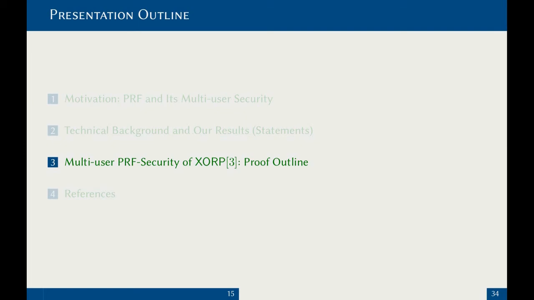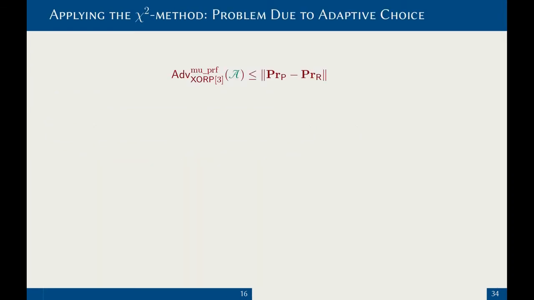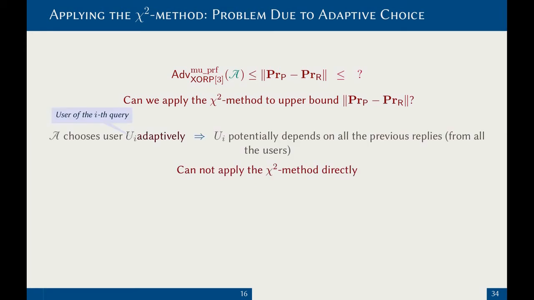Now, I am going to discuss the main steps of the proof of our first result, that is multi-user PRF security of XORP3. So, as we discussed earlier, the advantage of the adversary is upper bounded by the statistical difference between these two distributions. So, the goal is to upper bound this statistical distance, and there we want to apply the chi-square method. It turns out that there is a subtle issue around the adversary's choice of the user of the ith query, which we denote here by ui, adaptively. So, ui can potentially depend on all the previous replies, and not only on the previous replies given by ui, and that creates a problem for application of the chi-square method.